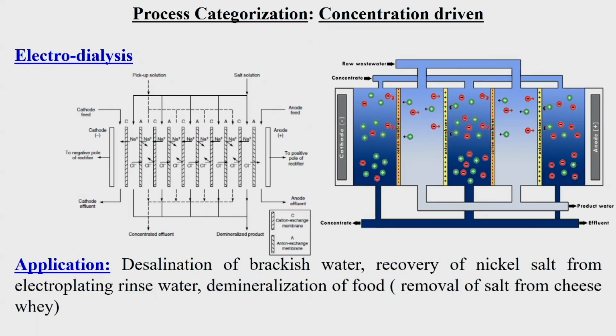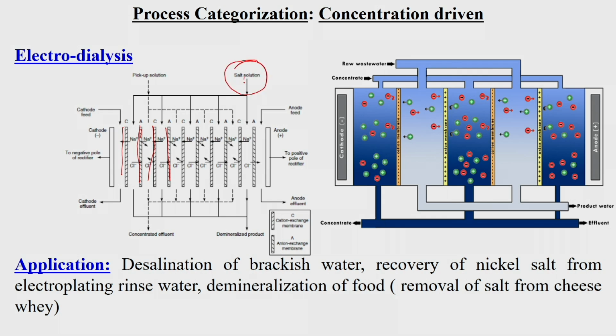The schematic of the electrodialysis is that we have many cathodes and anodes. This is the cathode, this is the anode, and cathodes and anodes are placed alternatively, and then the feed is fed from this.